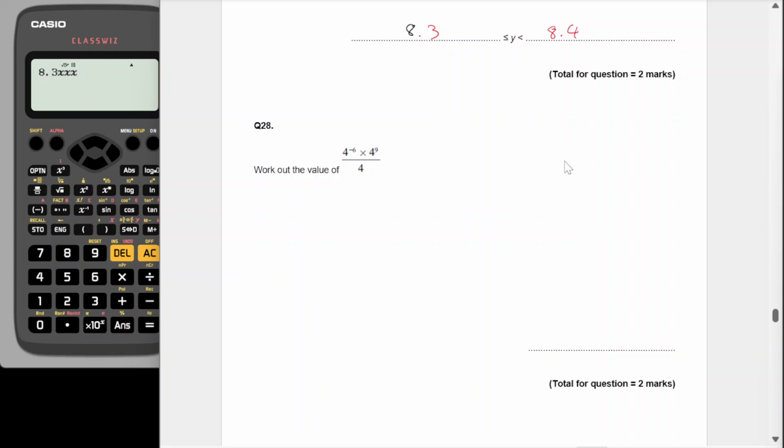Question 28, work out the value of. So the top line, when I multiply the powers, I would add them. So that's going to become 4 to the 3 divided by 4, which is going to become 4 to the 2, which is 16.